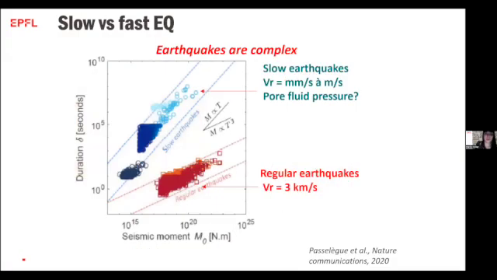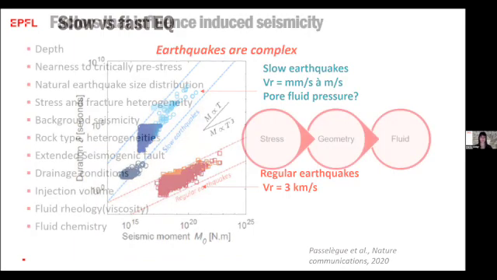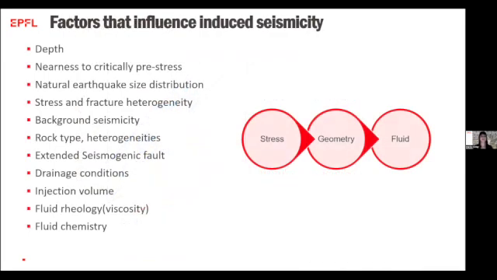So we also know that there exist different types of earthquakes: regular earthquakes that scale at a power of 3 between the seismic moment and the duration, and slow earthquakes where the scaling is of 1. And these earthquakes are very often associated with high pore fluid pressure at depth. So therefore, we think that pore pressure can also control rupture propagation. So the factors that influence induced seismicity can be divided into 3 categories: stress, geometry, and fluids.